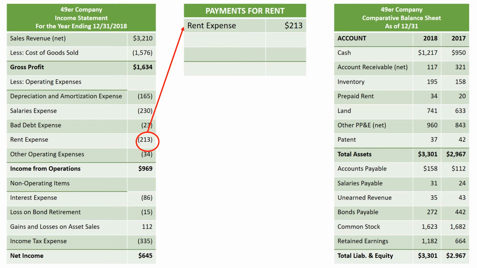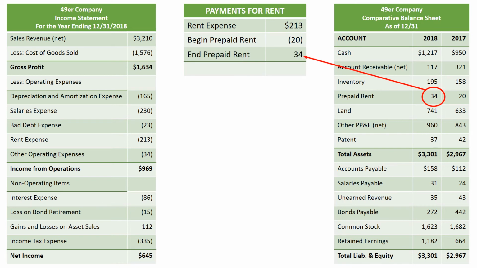Now rent expense. Again, we have prepaid rent, so we have to consider the impacts of that account. Our beginning prepaid rent are amounts of rent that we paid in 2017, but where the expense is recorded in 2018, so we need to subtract that off. At the same time, the ending balance are payments that we made in 2018, but where the rent expense will not be recorded until 2019 or later, so we need to add that on. And so the net effect is our payments for rent were $227.